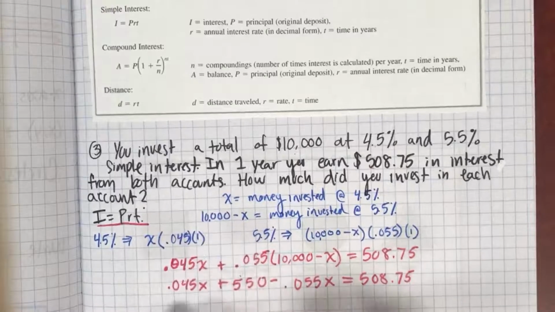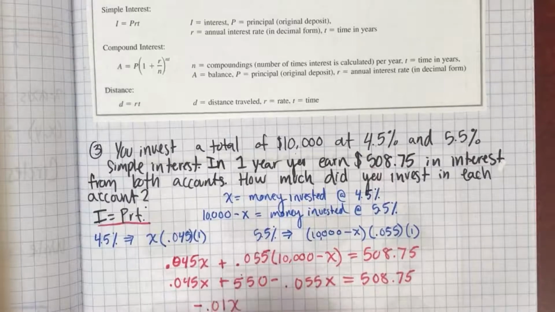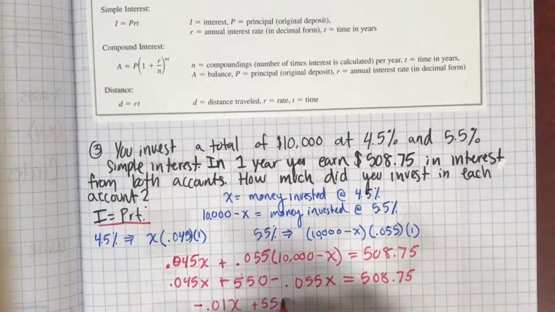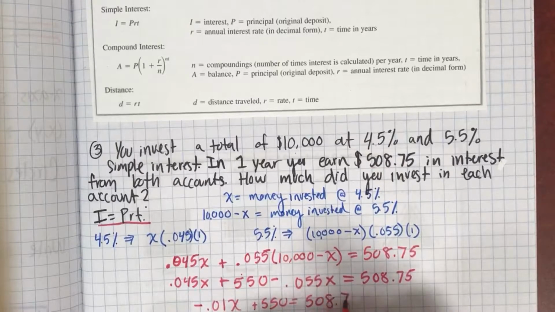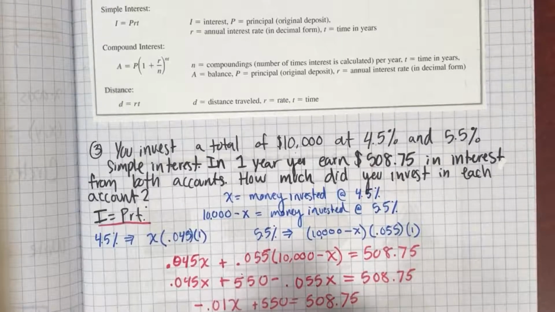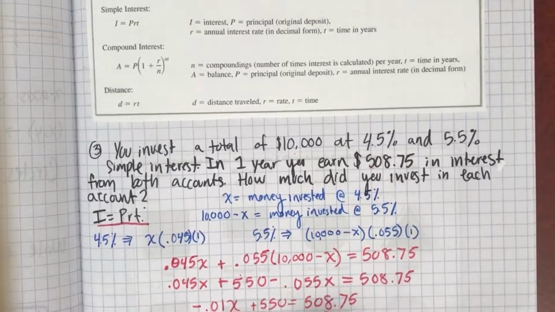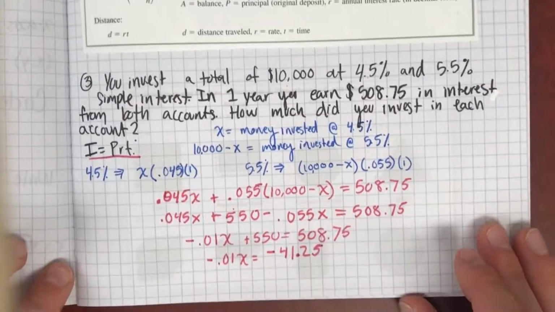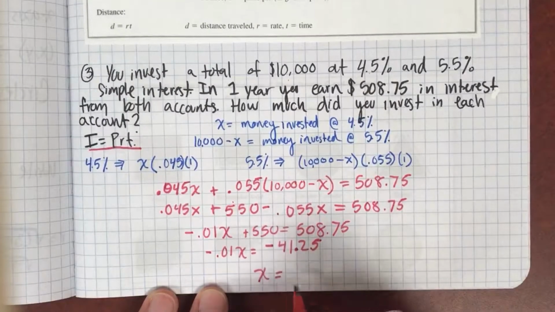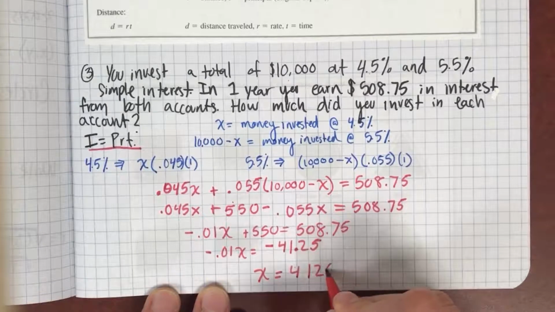So if I combine my two terms with my x, I get negative 0.01x plus my 550. All right, and now we just have that simple couple step equation. And now, because we have those two negatives, when we divide, we should get x equals $4,125.